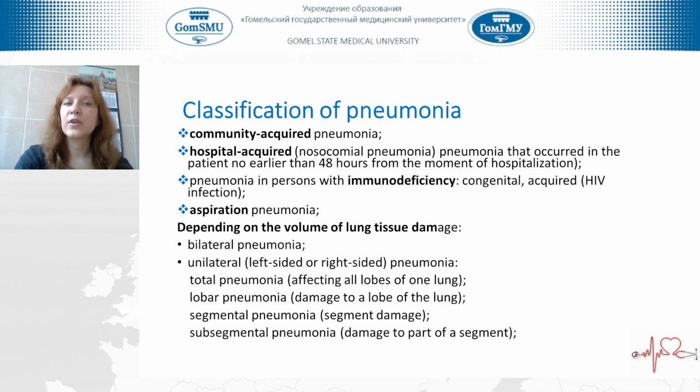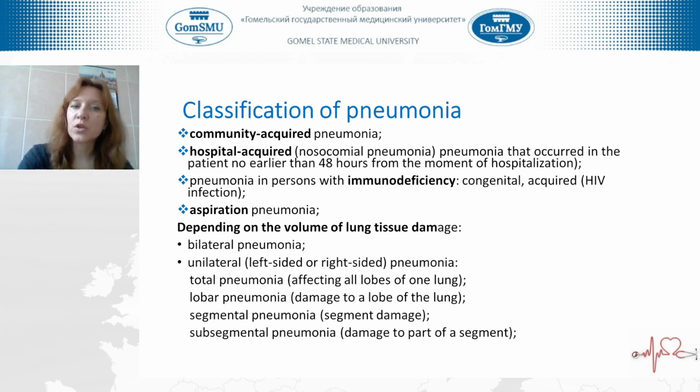We're talking about classification of pneumonia, and we should divide it into 4 big groups. Community-acquired pneumonia, and now we're talking about community-acquired pneumonia only. Hospital-acquired, or nosocomial, pneumonia is pneumonia that occurred in the patient no earlier than 48 hours from the moment of hospitalization. Pneumonia in a patient with immunodeficiency, it can be a patient with HIV infection. And aspiration pneumonia. Depending on the volume of lung tissue damage, we can divide into bilateral pneumonia and unilateral pneumonia, left or right side pneumonia.